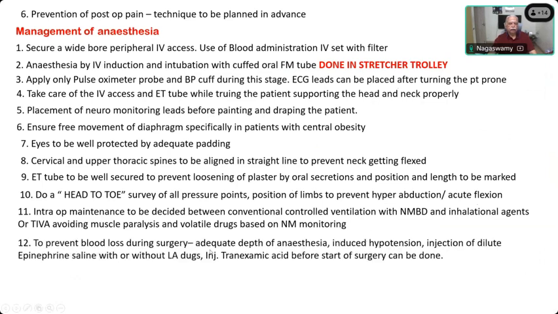And prevent blood loss during surgery by adequate depth of anesthesia, induced hypertension, and injection of dilute epinephrine and saline, with or without LA drug. Tranexamic acid before surgery can be given. Another common question is, what are the techniques followed to conserve blood in these cases of major scoliosis surgery?